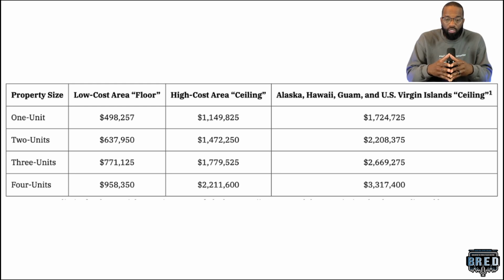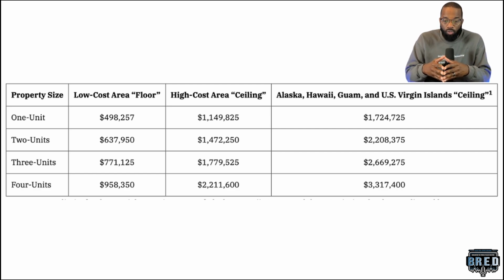What you'll also notice is there is a low cost area floor and a high cost area ceiling. So based on where you are, it could be considered a low cost area or a high cost area. I'm going to talk about the search tool that you can access to see if you are in a low cost area or a high cost area. If you're in somewhere like New York City or California, Los Angeles, or San Francisco, somewhere like that, obviously you're in a high cost area. And if you're in somewhere like Ohio, you're probably in a low cost area. But there is a search tool that is available that can show you exactly what it is.